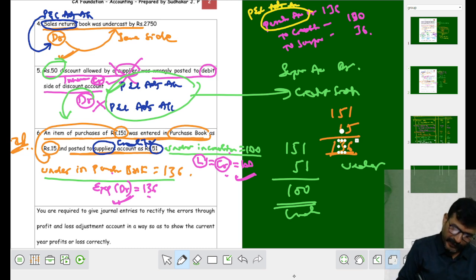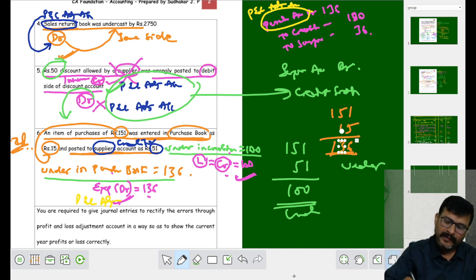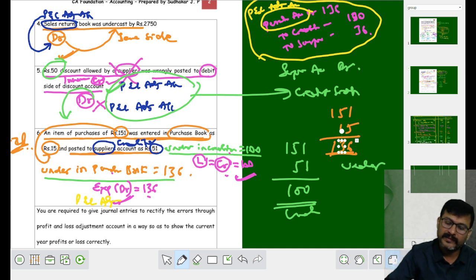So here, expenses means what we have to use? We have to use P&L adjustment. So the ultimate entry is P&L adjustment account debit 136 to creditors account 100 to suspense account 36.